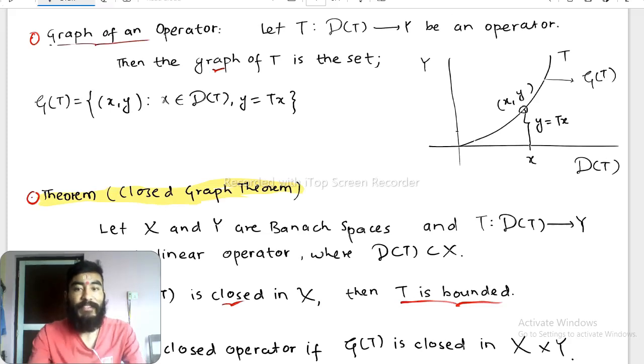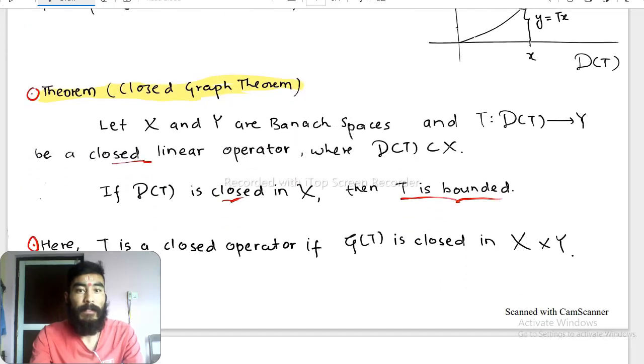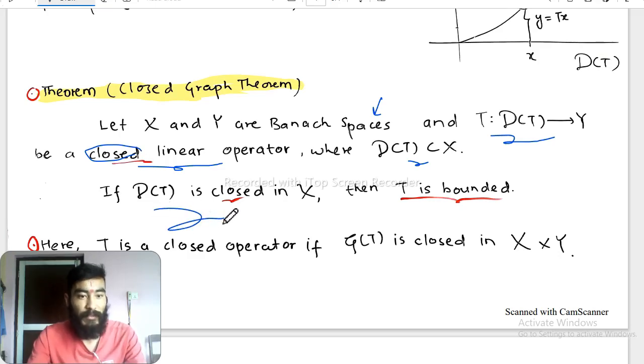Now the closed graph theorem states: let X and Y be Banach spaces. Like we discussed in the earlier video, for the fundamental theorems, Banach space is necessary. And if T is an operator from D(T) to Y, where D(T) is a subset of X, and if T is a closed linear operator, this is the criterion, then if D(T) is closed in X, then T is bounded. Like I said earlier, this theorem gives the criterion for the boundedness of operator T.